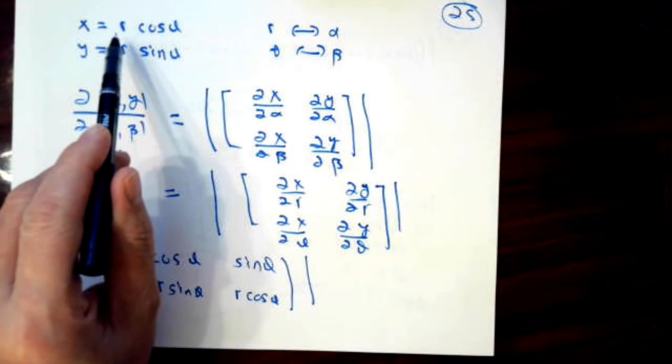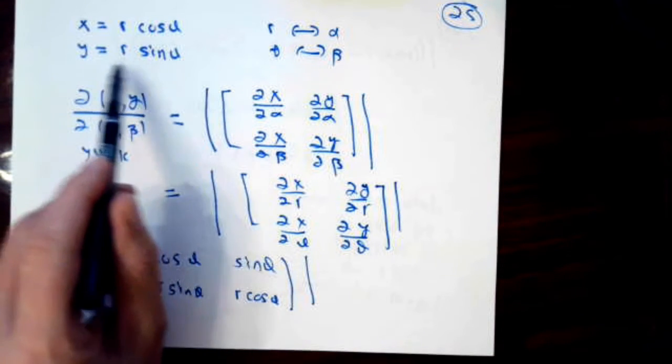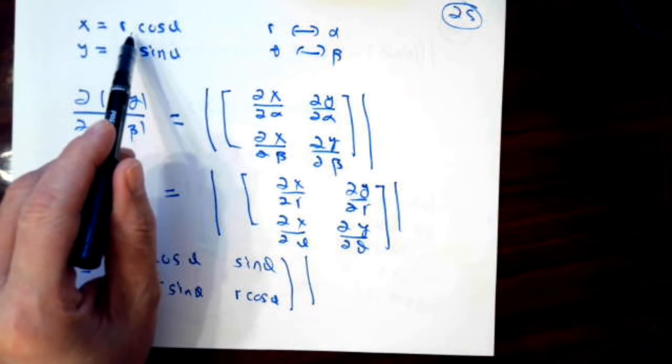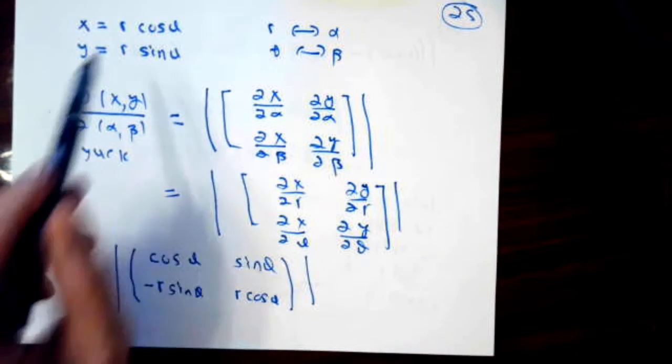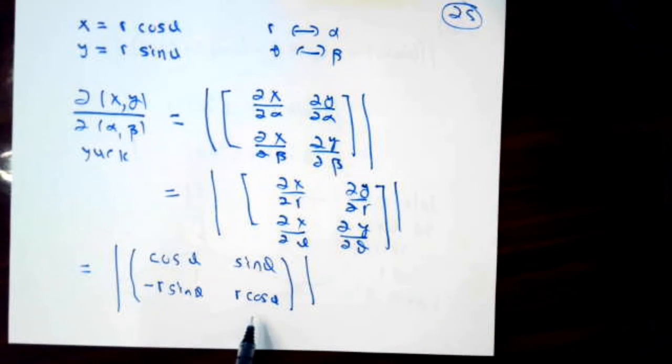Partial of x with respect to r is cosine theta. Partial of y with respect to r is sine theta. Partial of x with respect to theta is negative r sine theta. And partial of y with respect to theta is r times cosine theta. I have to do the determinant now and take its absolute value.